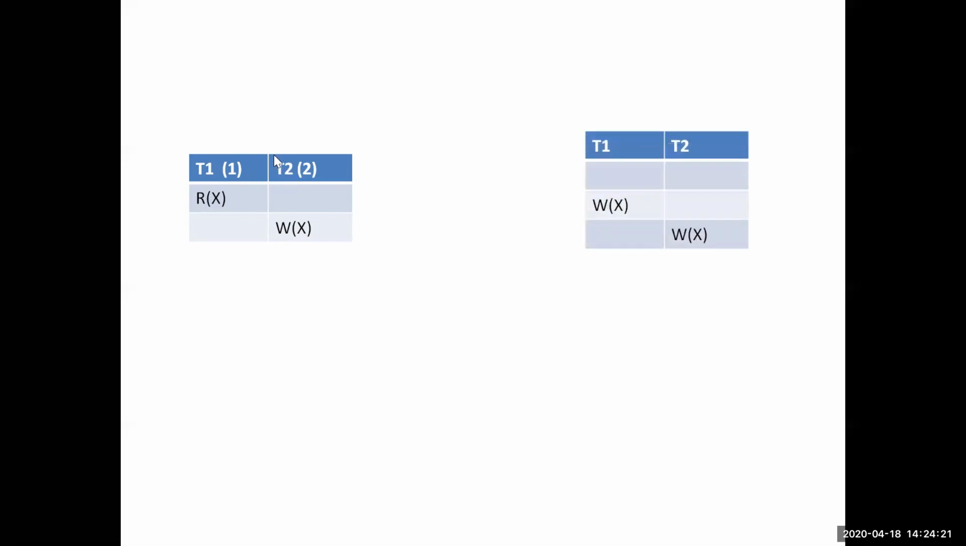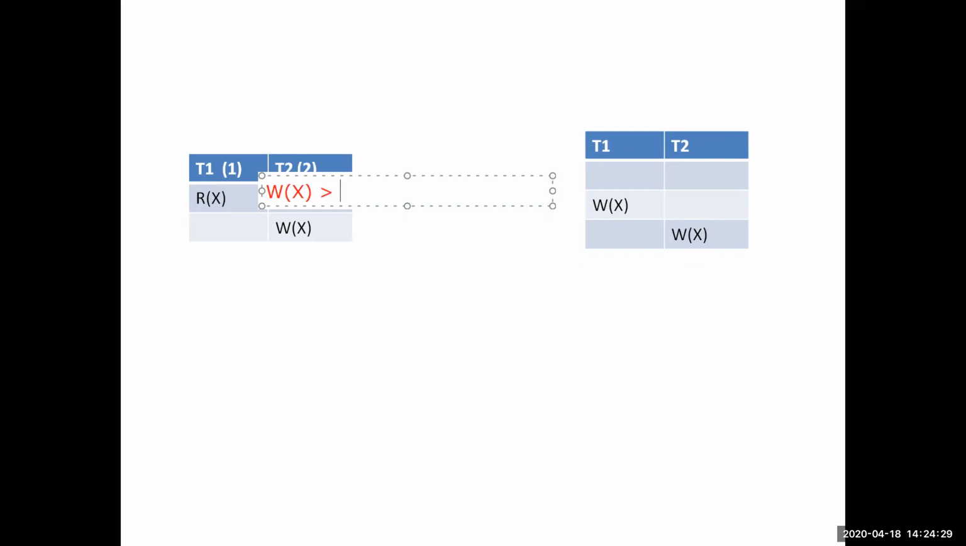Let's say, first example, in this T1 and T2, T1 entered at 1 second, T2 entered at 2 seconds. As per the rule, as T1 has entered first, it should get served first. For that, we are going to perform the rules. Now, as it is a read operation, for read we are going to check the write condition, that is, write of X, whether it is greater than the T1 timestamp or not. Right now my write of X is 0 and the timestamp of T1 is equal to 1. Is 0 greater than 1?